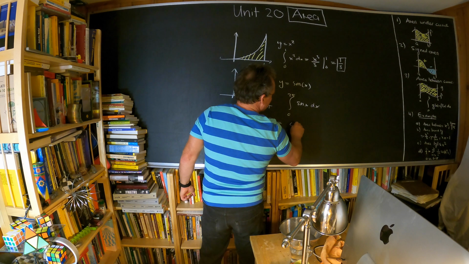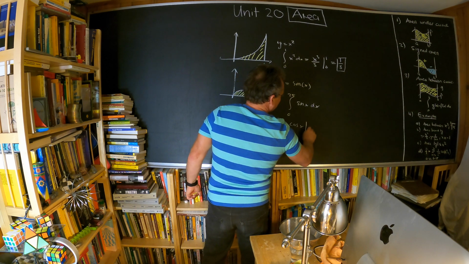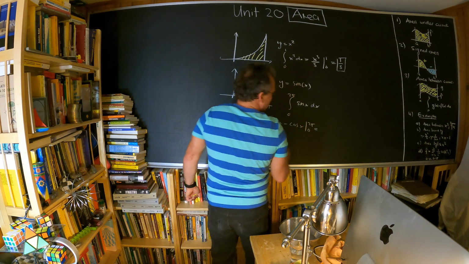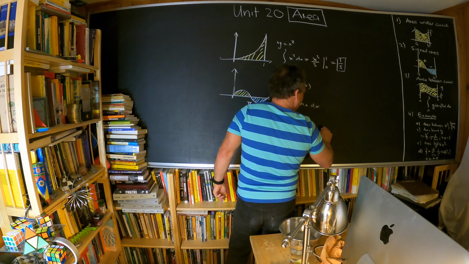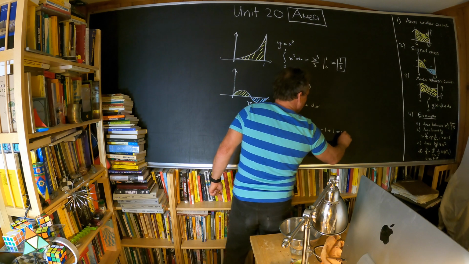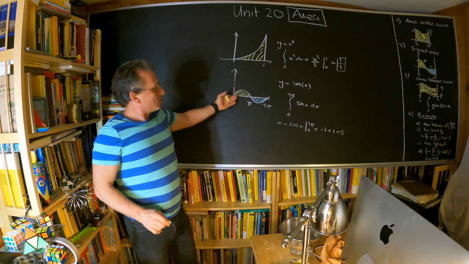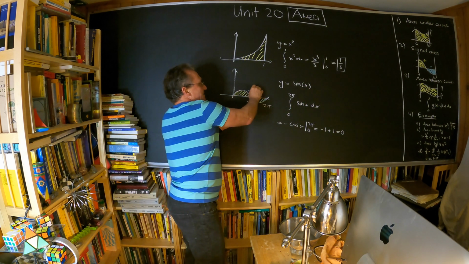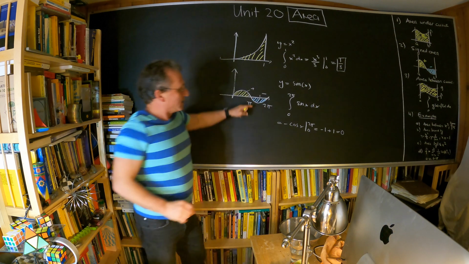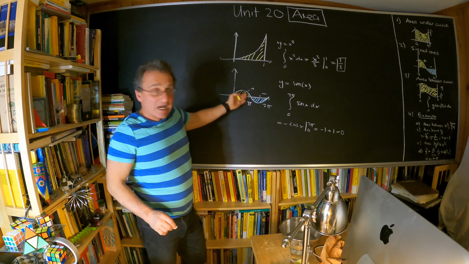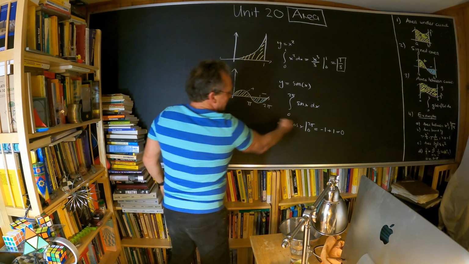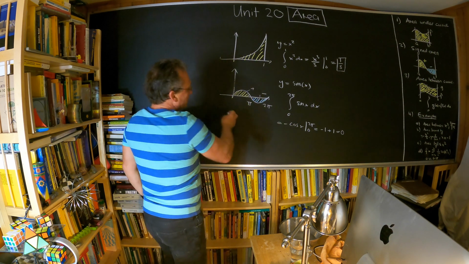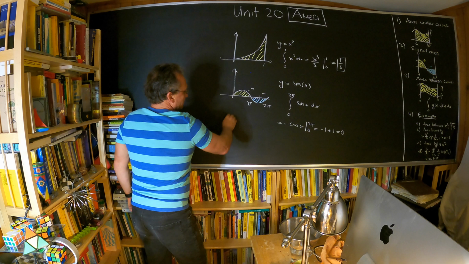So we have minus cosine x evaluated from 0 to 2 pi, that is equal to minus 1 minus minus 1, that's equal to 0. So in this case, there was a cancellation between this and this. If we wanted to find the signed area, so this is the signed area.